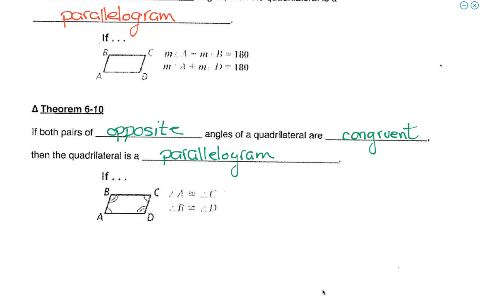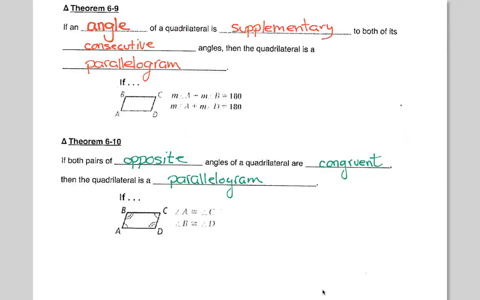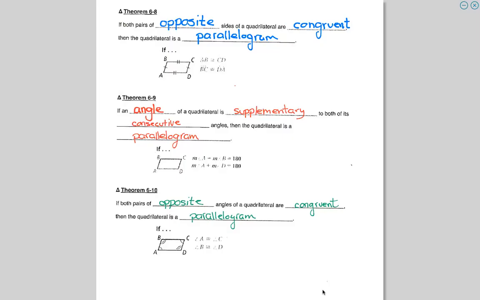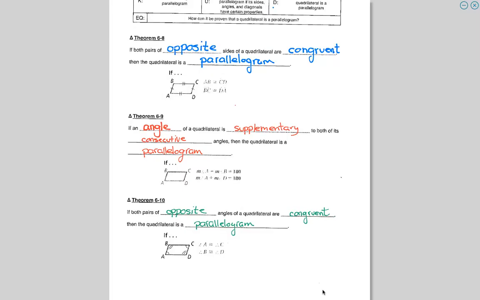6.10, if both pairs of opposite angles of a quadrilateral are congruent, then the quadrilateral is a parallelogram. So just like we need both pairs of opposite sides to be congruent, we need both pairs of opposite angles to be congruent. So I'll zoom out right there if you guys want to pause right there and kind of take a look at that, and then we can move on.